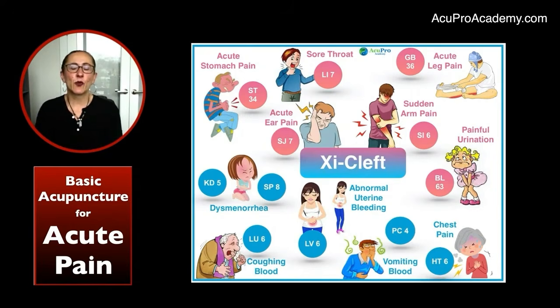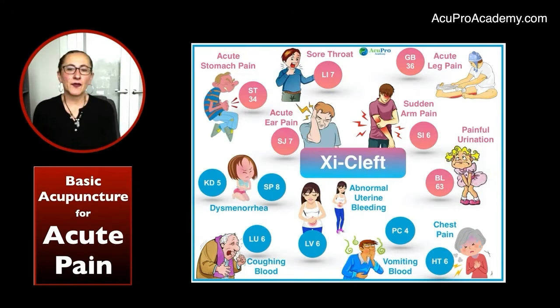Small intestine 6 is great when there is sudden arm pain, like maybe someone has carpal tunnel, or they have a tennis elbow or golfer elbow. That helps a lot. For painful urination, bladder 63 is the point for any kind of acute urination pain.